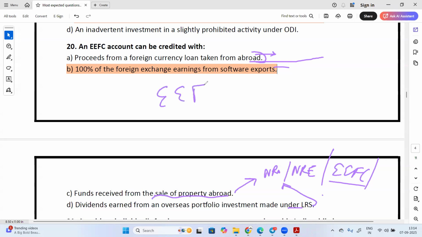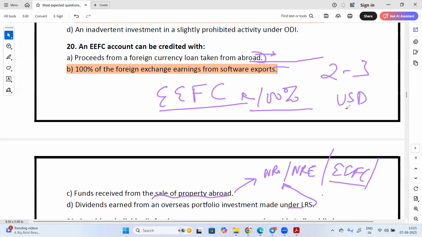You should know the full form: Exchange Earners Foreign Currency account. And from the EEFC topic also, 2 to 3 questions you can expect. So in EEFC, 100% export proceeds can be credited. EEFC account is in foreign currency. It can be USD, Euro, Canadian dollar, Australian dollar. So in any currency, it can be maintained. But whatever the balance is available in the EEFC account, that should be converted.